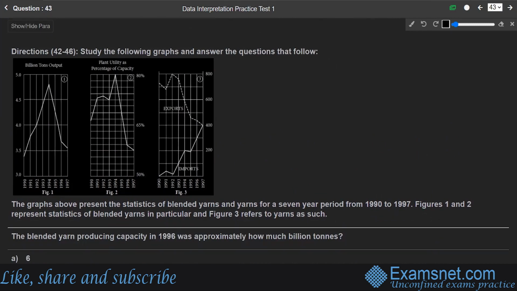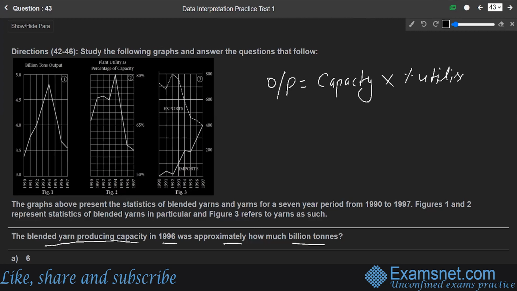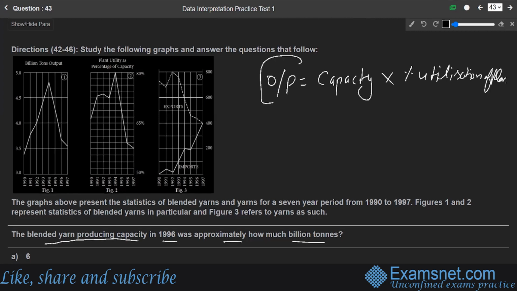Okay. For the same graph, we have got a different question. The question says: the blended yarn producing capacity in 96 was approximately how much billion tons? For that, we can use a formula. Okay. The formula says output is always given by the plant capacity multiplied by the percentage utilization of the plant. This is the formula that will always be utilized for solving these types of questions.